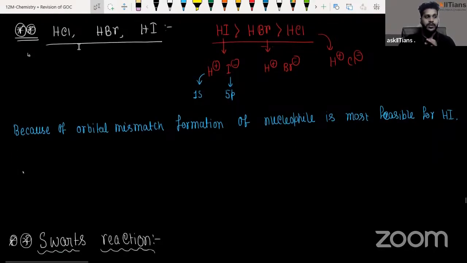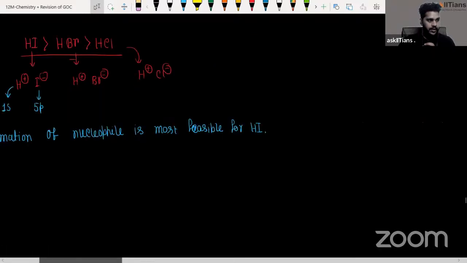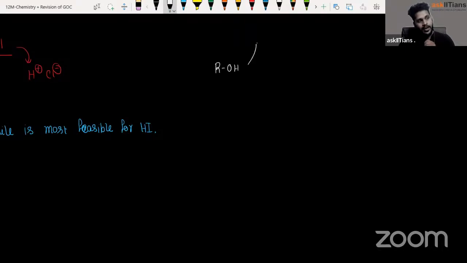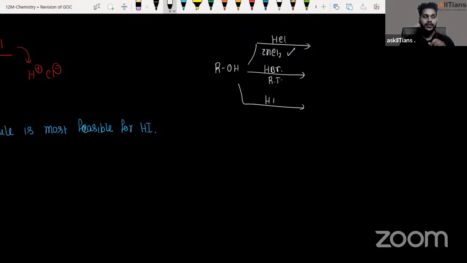So if you just see the reactivity, it goes like this, let's say you have a common substrate. If you make the Groves reaction with HCl, okay, you need ZnCl2 and you need high temperature in there. But if you just give HBr, then you don't really need ZnCl2. You just give HBr, and this reaction would happen at room temperature. And if you give HI, you just have to reflux. This reaction would happen. So as you can clearly see, the more you are going down towards HI, the reaction conditions are getting milder and milder.